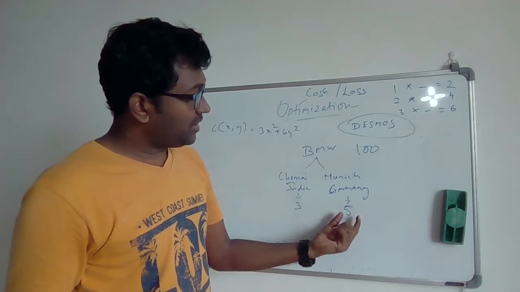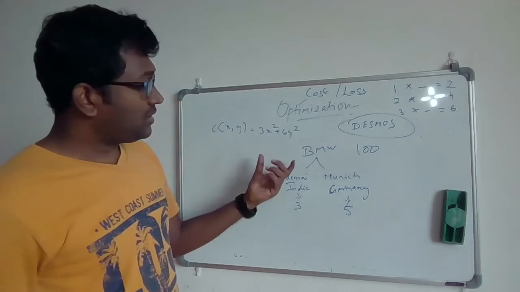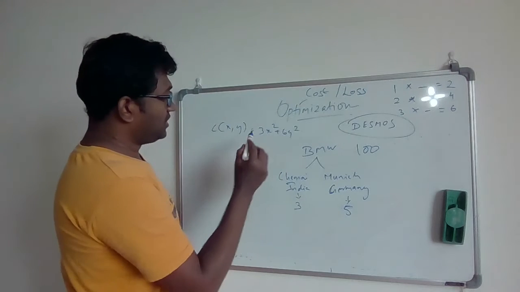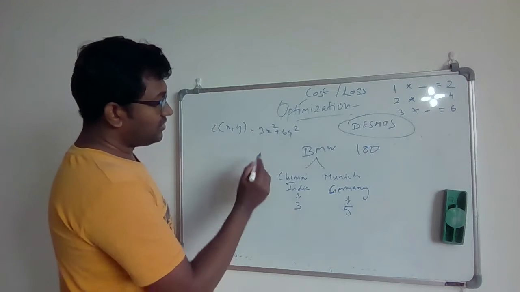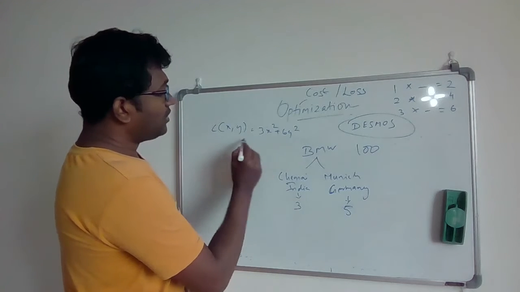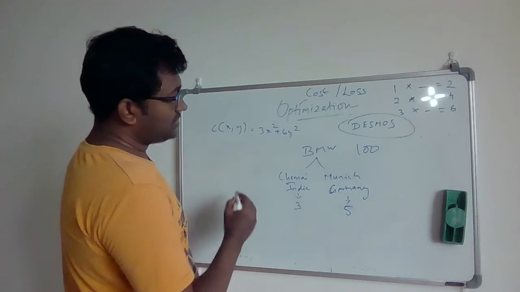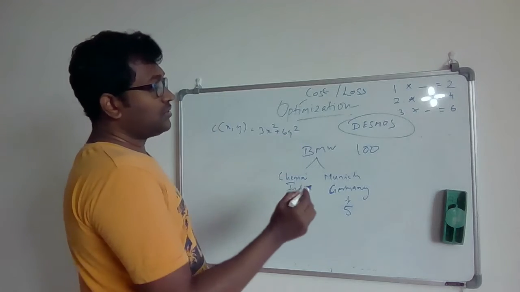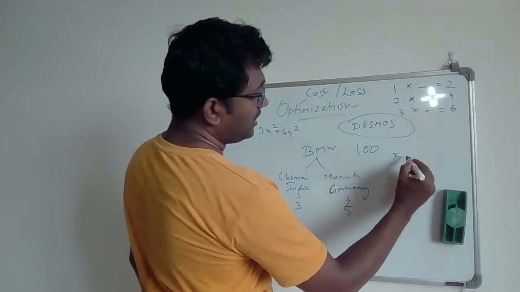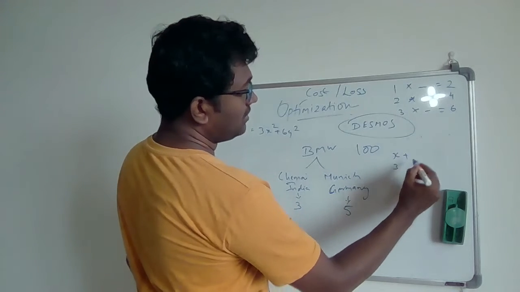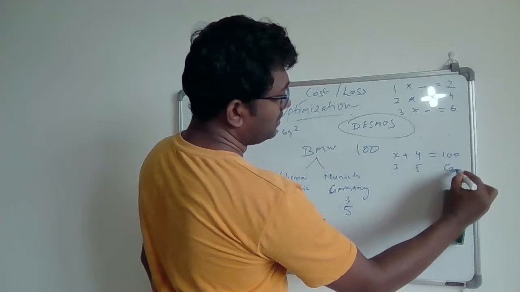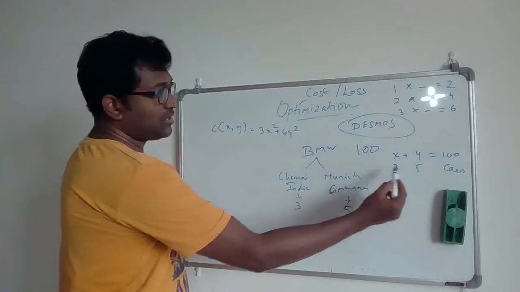I mean, like in Germany, where they manufacture 5 series. And if you can represent the cost of manufacturing these two using this function, the cost of producing the 3 series is X, and the cost of producing the 5 series is Y, and the total cost of producing 3 series and 5 series is this. Okay, and the total demand of cars is 100, which means that X is the number of 3 series, Y is the number of 5 series, and the total demand is 100 cars.